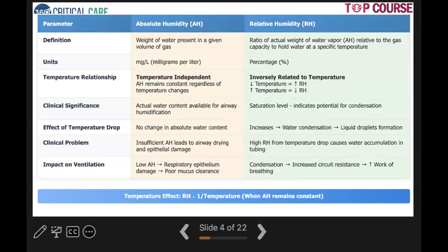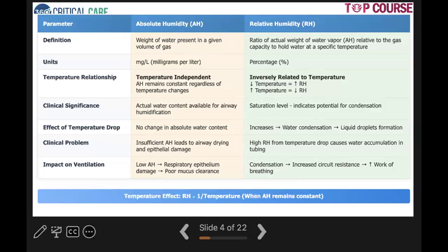In simpler terms, you have a sponge. Absolute humidity is how much water the sponge can hold, or you can say how much water is present in the sponge. That is called absolute humidity. So, the sponge is like 1 liter of gas.